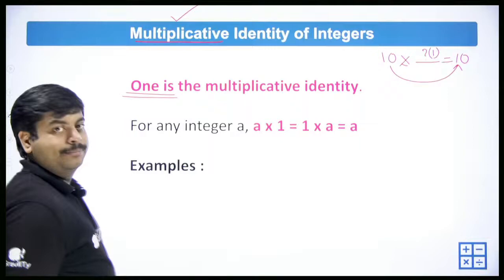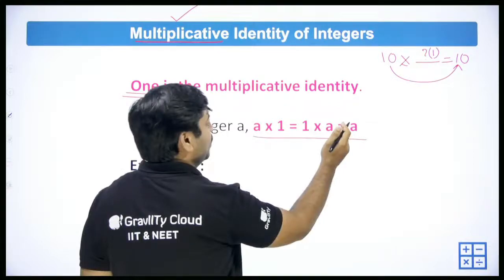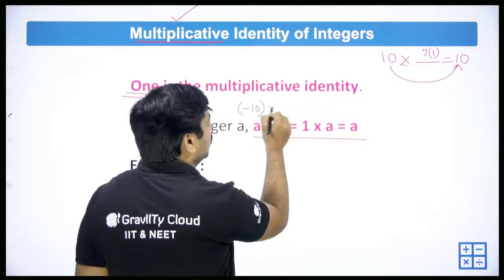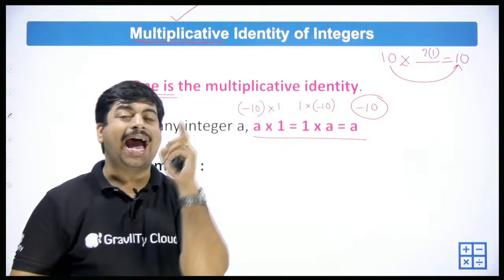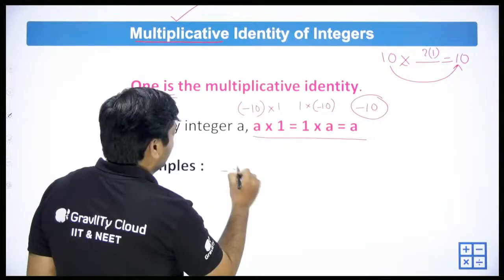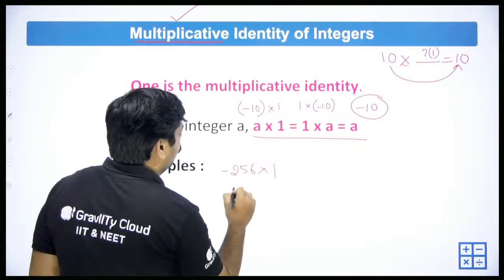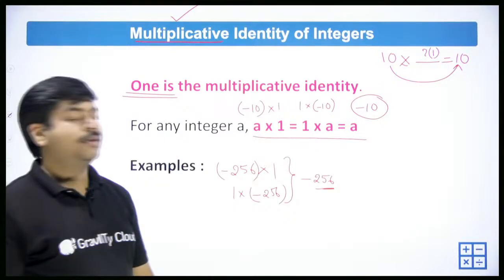For any integer A, A into 1 and 1 into A will give you the same number A. Minus 10 into 1 or 1 into minus 10 will give you the same number, minus 10. Your answer will not change, your sign will not change. The same number coming again is called identity. Here we are multiplying, so we say multiplicative identity. In the previous class we added, so there it is additive identity. Similarly, minus 256 into 1 or 1 into minus 256 both give the same answer, minus 256. The same identity reflects back.